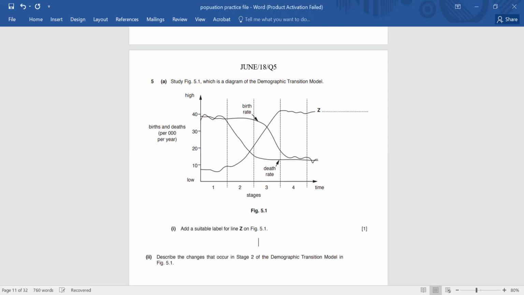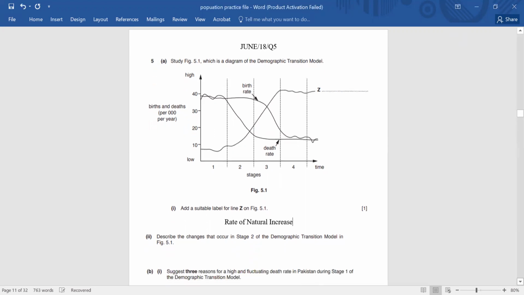Rate of natural increase, which, as I told you, is crude birth rate minus crude death rate.